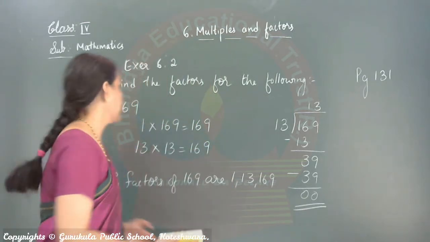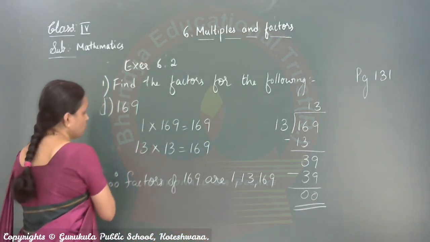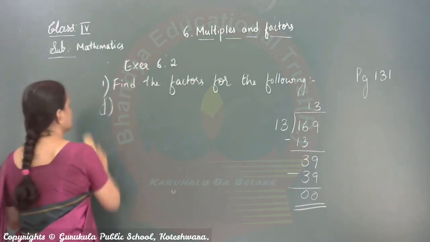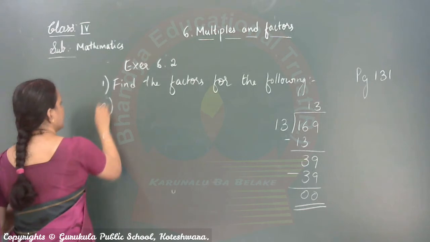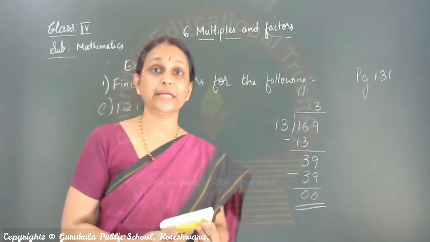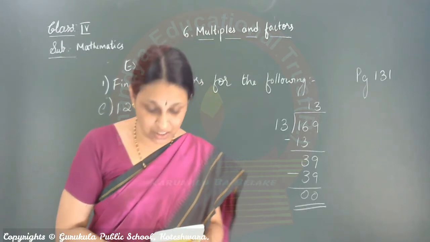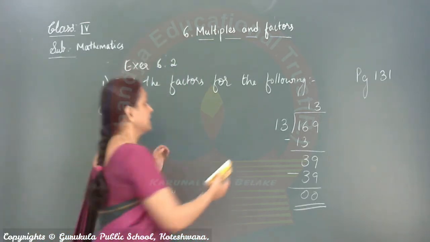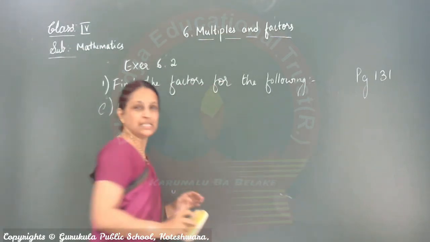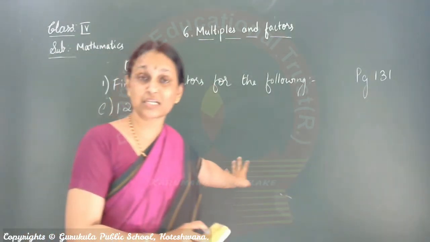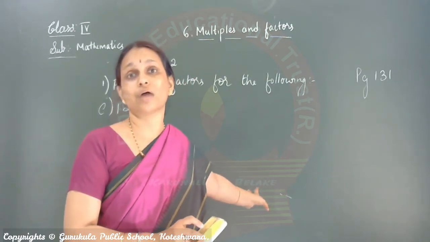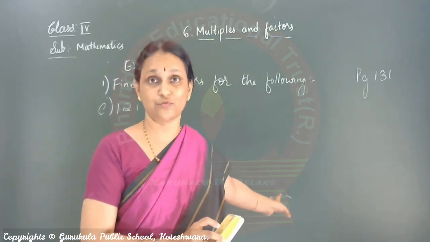Now, another number is given, 121. Will you try this? 121 number is given. You can just try with this. Let me see how many of you will get the answer. It is very easy. It is just like this number, just like 13. Somewhere this side or that side of 13 you have the answer for this. This hint I will give you.